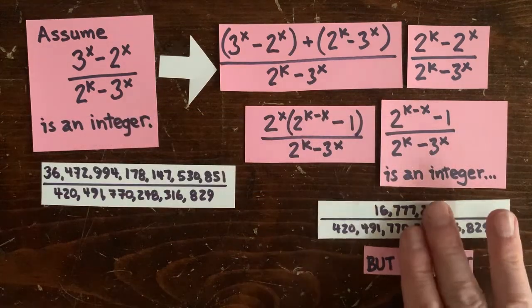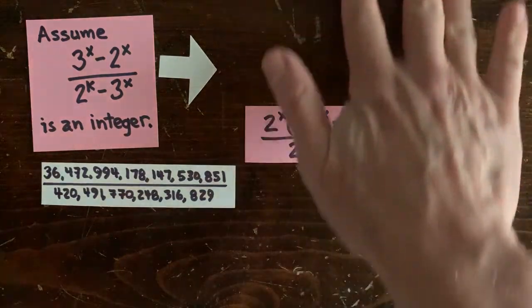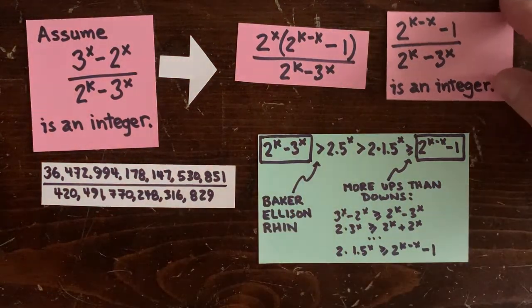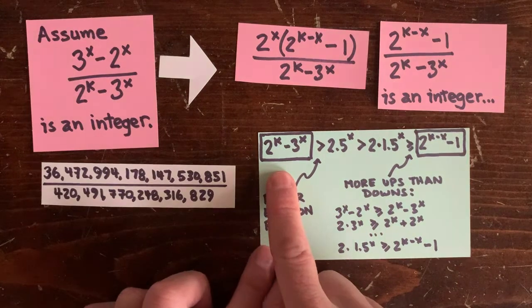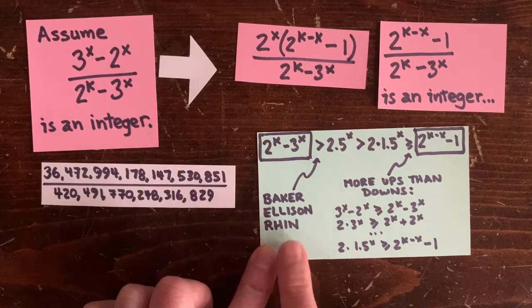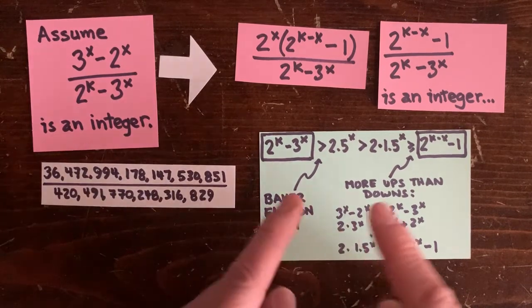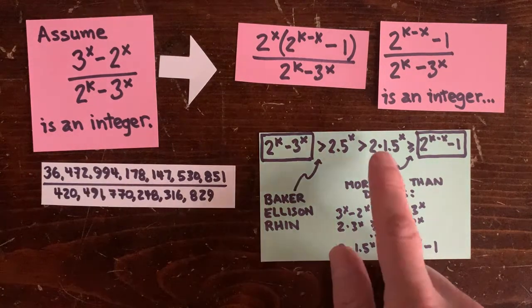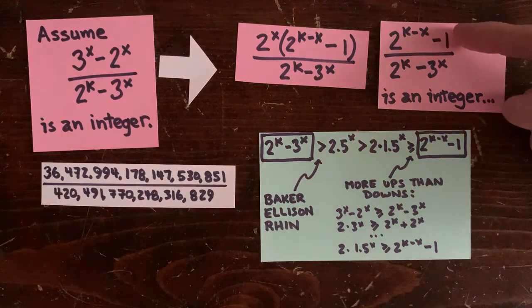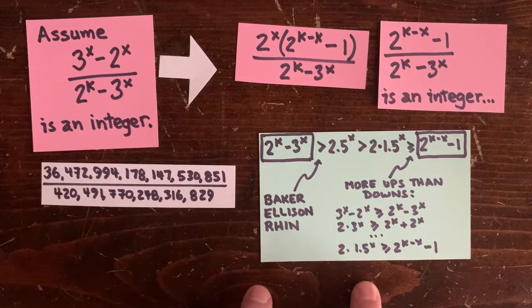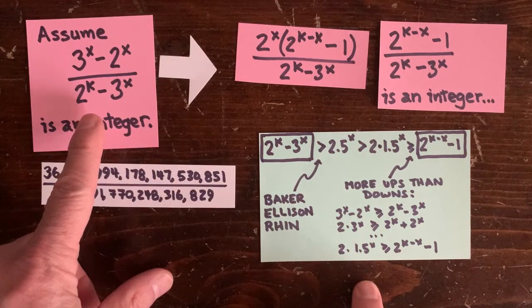Now, this is small in this case, but can we show that the denominator is always bigger than the numerator, like this, with 2 to the k minus 3 to the x. Here we're asking about the distance between powers of 2 and powers of 3 down the number line. And Baker and others have shown that this distance grows really fast, certainly faster than 2.5 to the x, which is bigger than 1.5 to the x, which is bigger than the numerator, which we can show in a couple of lines very easily. Basically, if we assume this is an integer over here, then we need more up moves than down moves.